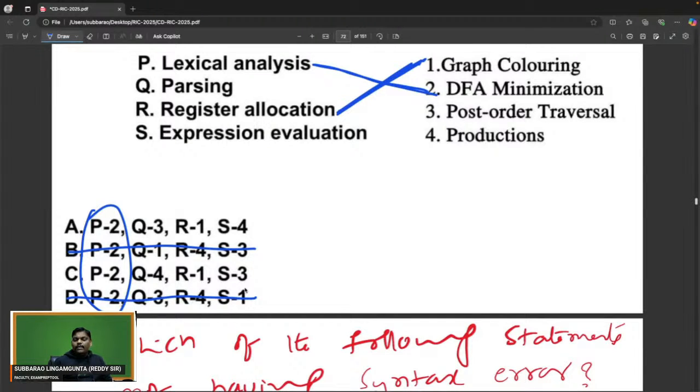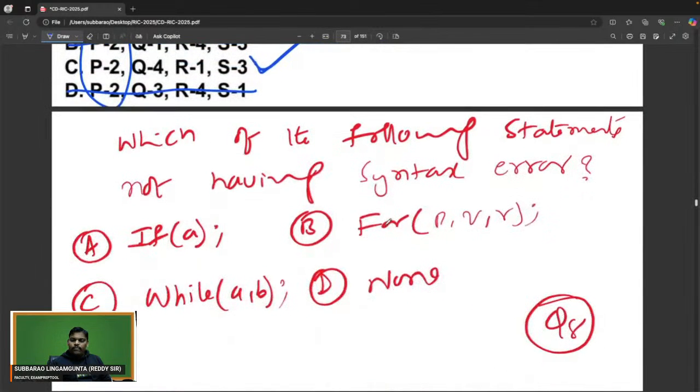Let's go further. Expression evaluation. Post-order traversal. Postfix evaluation. Post-order traversal is nothing but expression evaluation. S3. Next one. Parsing productions. Parser means grammar. Q4. I think C is the answer. Right? I think perfect. Let's go to next.